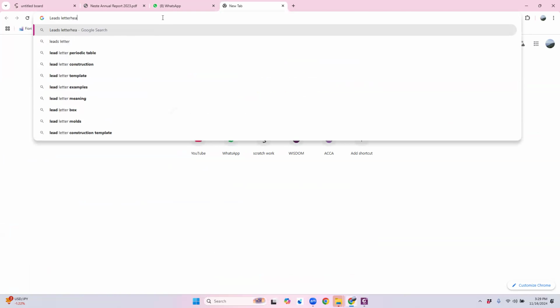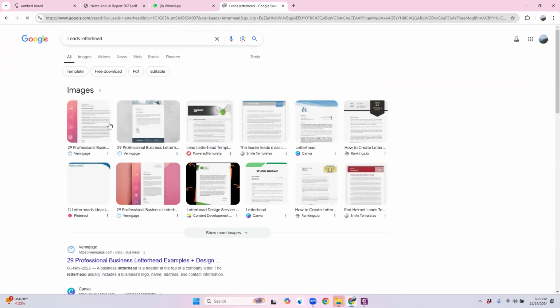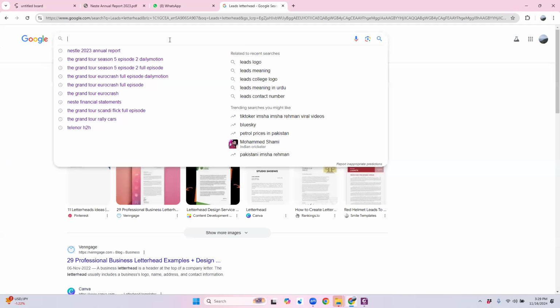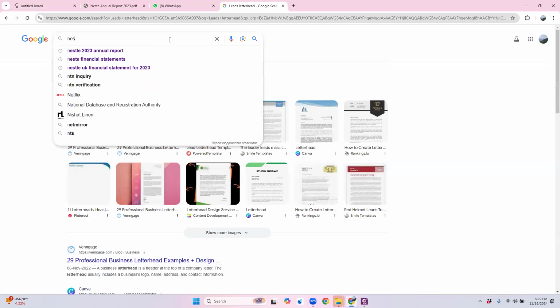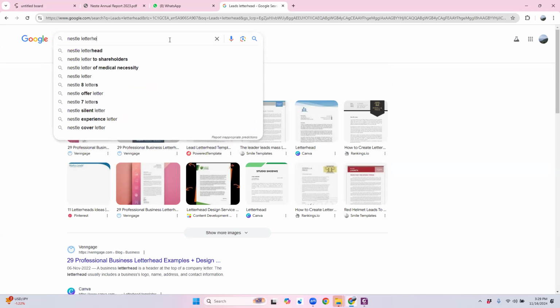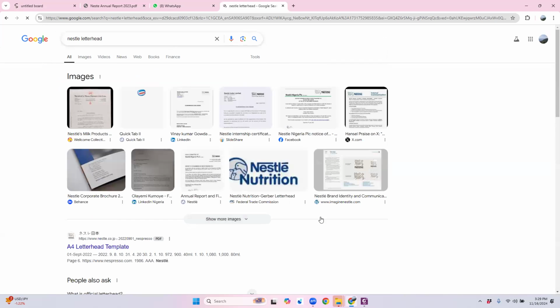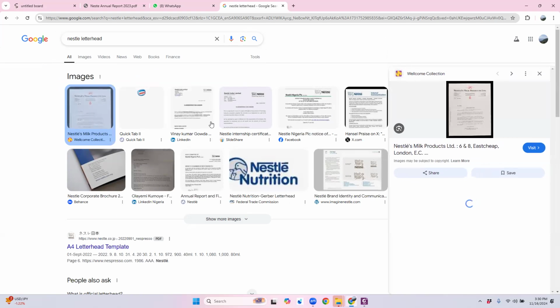Okay. So letterhead. If you have ever received any kind of communication from a company, let me open up a letterhead of Nestle first. You like Nestle a lot, I promise you. No, I don't like Nestle a lot. This is just an example that I'm always using. The example is always Nestle. Okay, look at this.